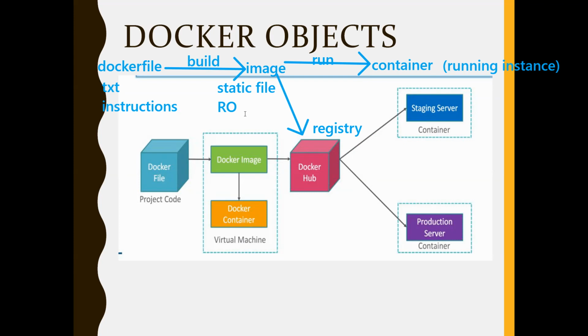Why should I depend on Docker Hub, ma'am? Can't I use GitHub to store my image? GitHub is to store static files, source code. The storage place for images is a registry, Docker Hub. Okay, got it. Got the difference.